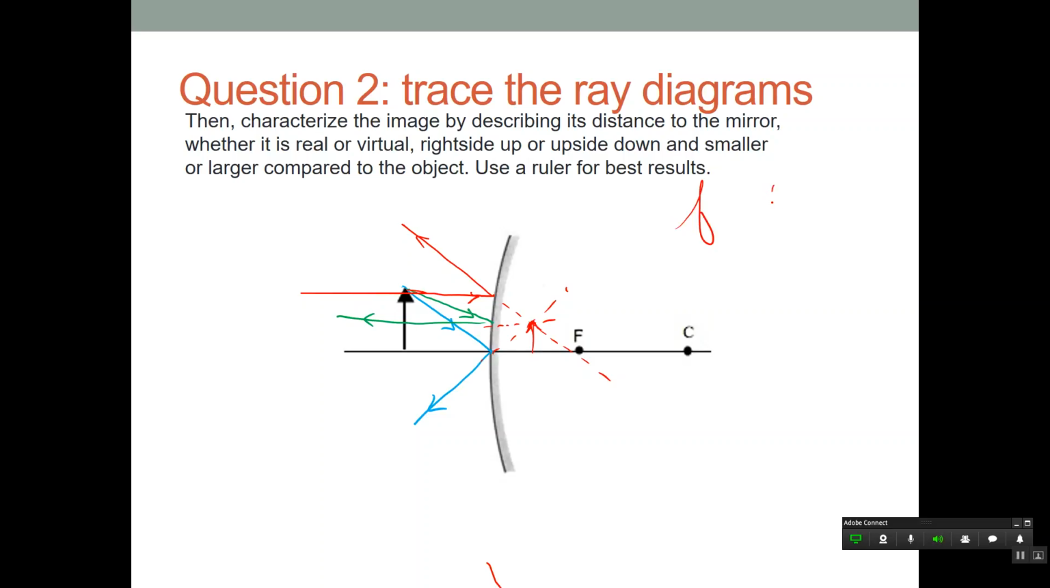So what's F compared to 0? What's DI compared to 0? What's HI compared to HO? What's M compared to 0? And what's M compared to 1?